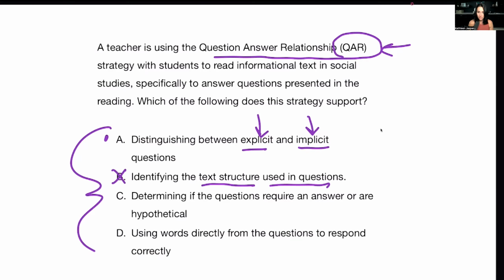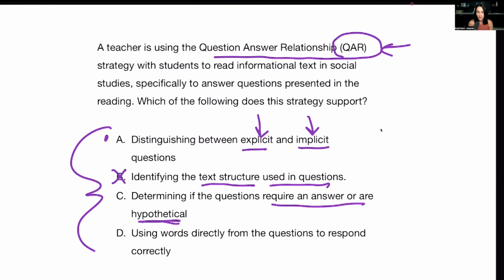C, determining if the questions require an answer or are hypothetical. I mean, it's okay, but it's not the best. I like A a lot better. I'm going to leave C just in case, but A right now is my number one contender.